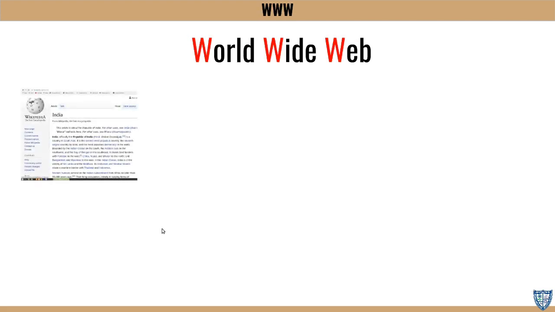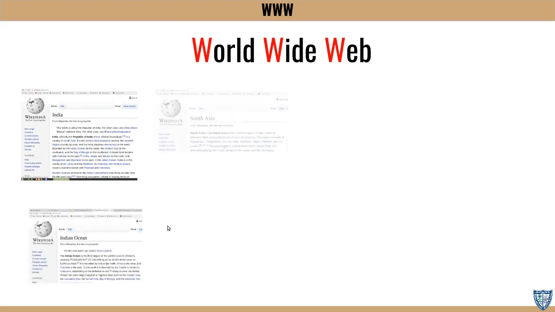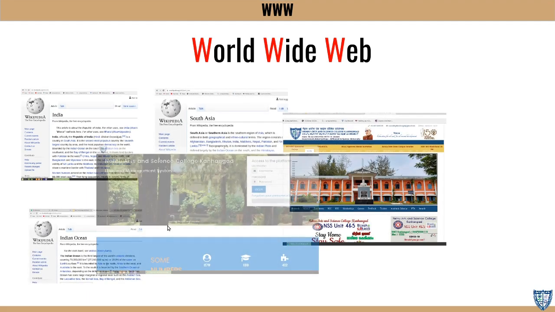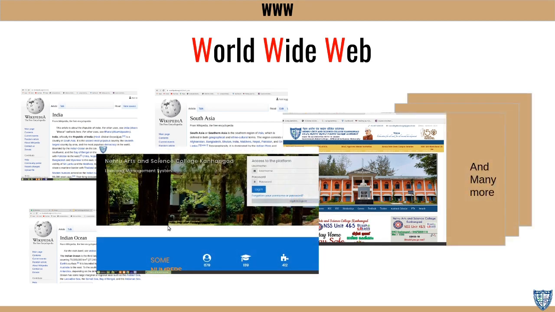So again, we are revisiting the World Wide Web. Now you can say the World Wide Web is a collection of many such web pages all around the world, and when you put all these web pages together, they are interconnected with each other. You can click from one web page to another web page, and from there you can go to another web page, and like that it goes on and on. So this collection of all web pages is known as the World Wide Web.